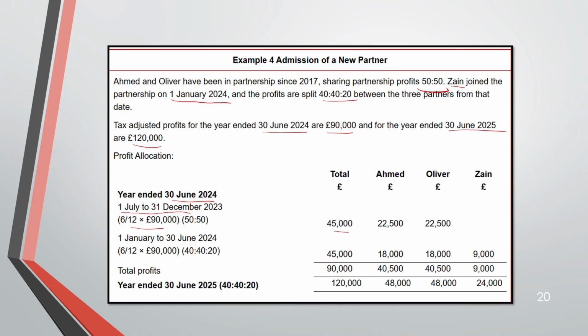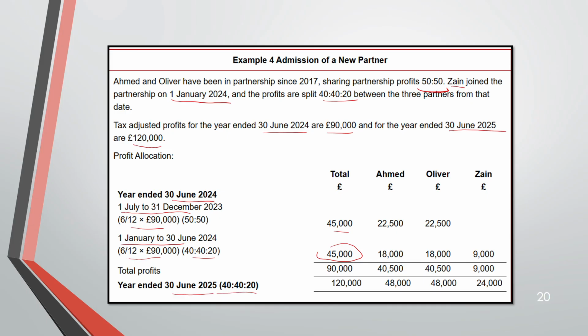Okay. Then from 1st Jan to 30th June, this also falls in 30th June 2024. There are 3 partners now. Still 6 months of 90, 40, 40, 20. So we get 45 and then take 40%, 40% and 20%. Then add, get the total profit. So now, if you see for year ended 30th June, it is this ratio.